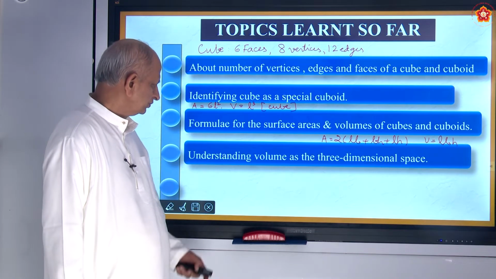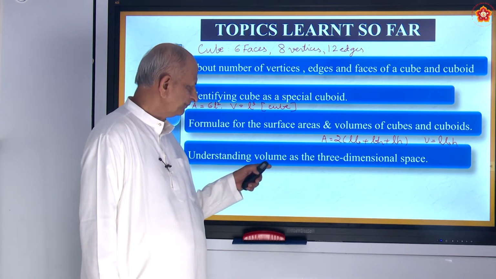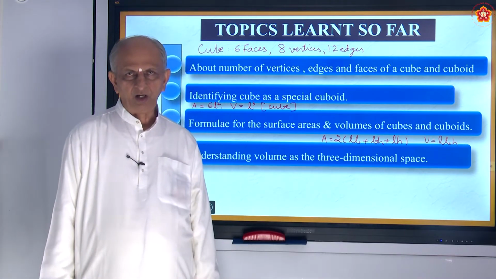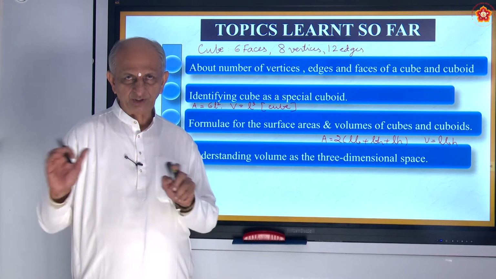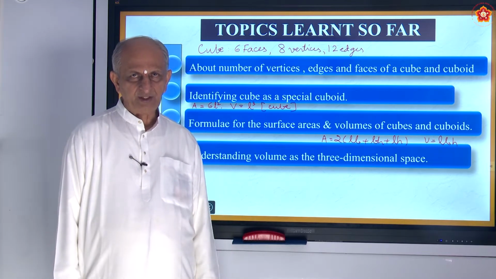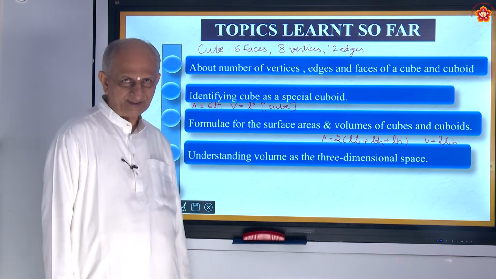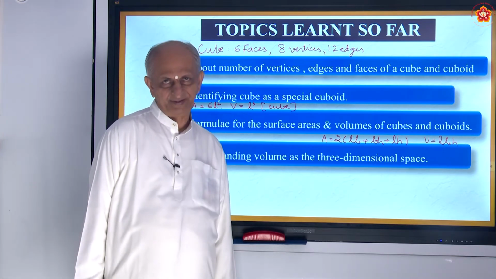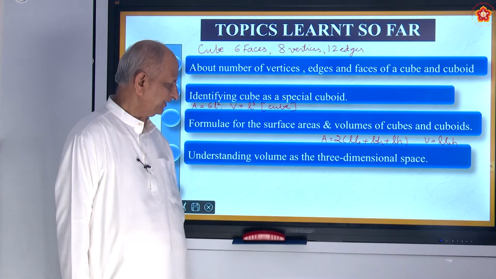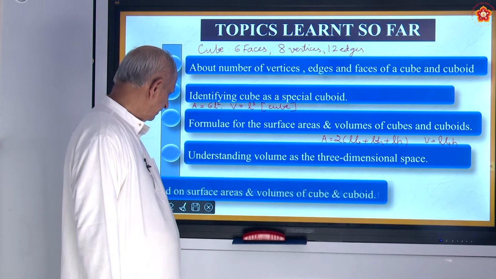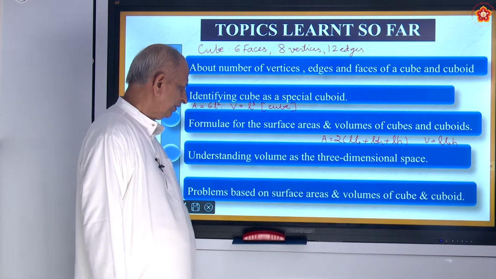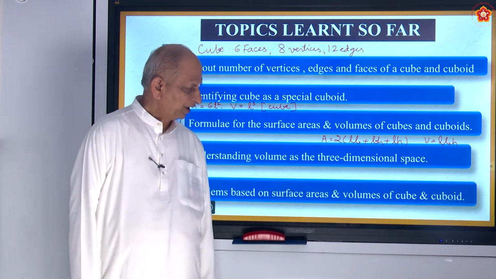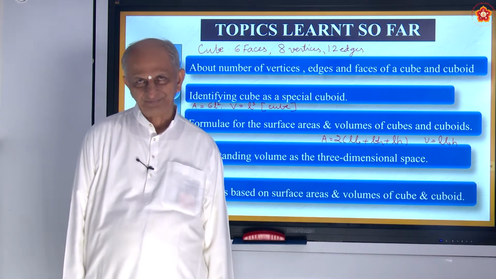See, volume means the three-dimensional space. All the solids which occupy space will have volume, correct? And when it comes to vessels, we call it capacity. Capacity, okay? And also we have seen some problems on the surface areas and volumes of cube and cuboid.